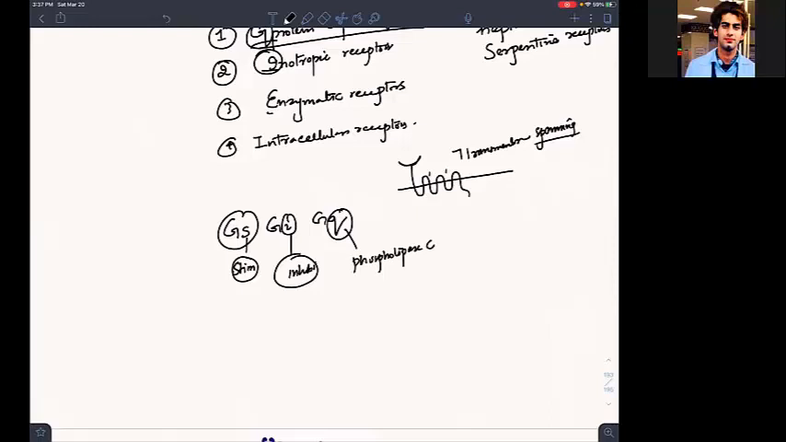Now this GS, what is it doing? Is it stimulating heart rate? Is it stimulating brain cells? It is simply, you have to remember, once it is stimulated, it will stimulate an enzyme. The enzyme is known as adenylyl cyclase, or adenyl cyclase, you can write. So this adenylyl cyclase is responsible for increasing the cAMP levels.